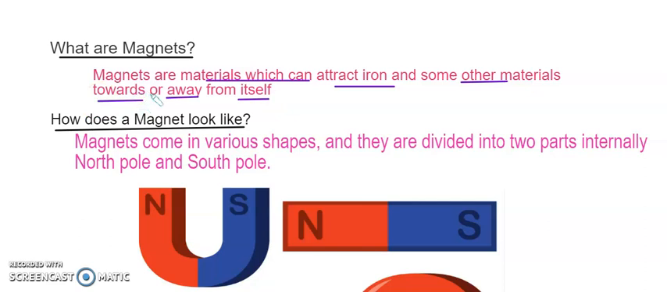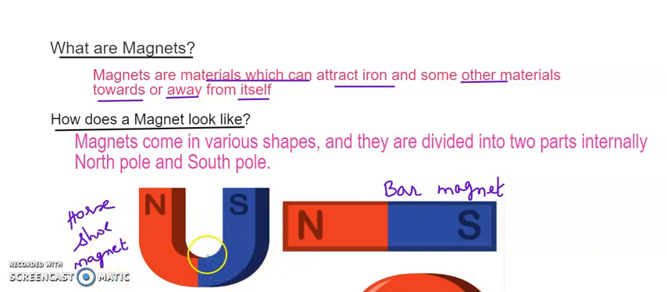A magnet is a material itself, and it is going to attract or push away iron and some other materials towards itself or away from itself. Magnets come in various shapes. The two shapes I put in the picture are a U shape and a bar shape. This is called a bar magnet, and the U-shaped one is called a horseshoe magnet, because it looks like a horseshoe, so it is called the horseshoe magnet.